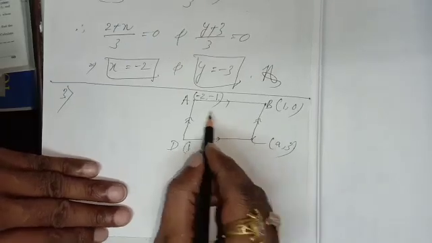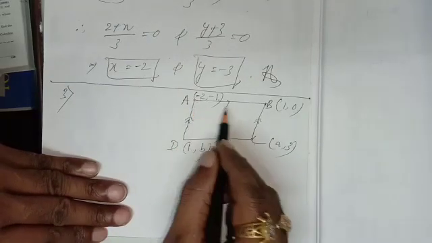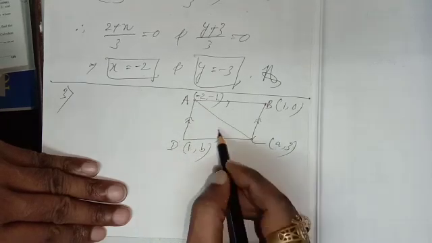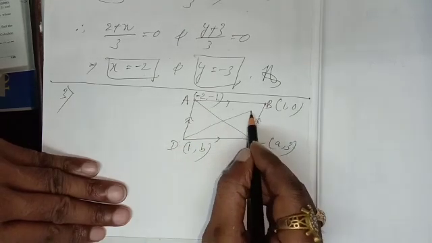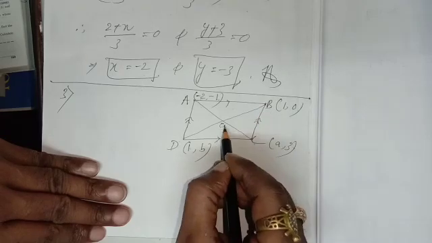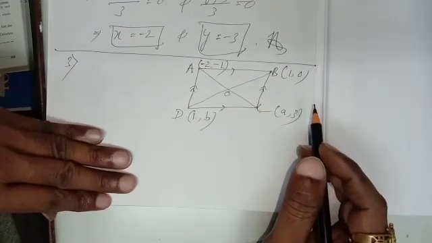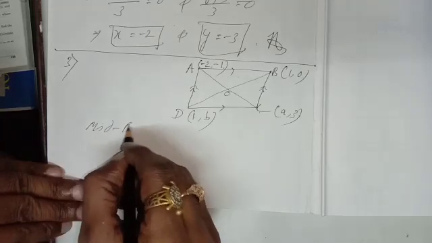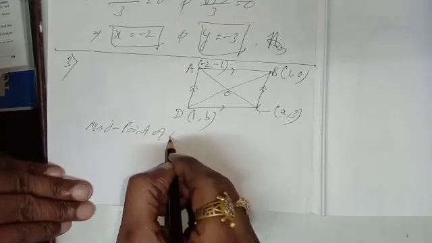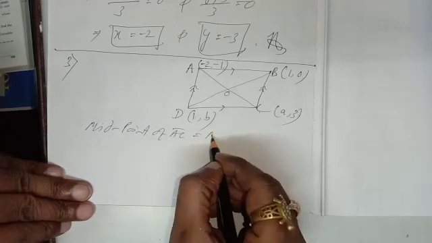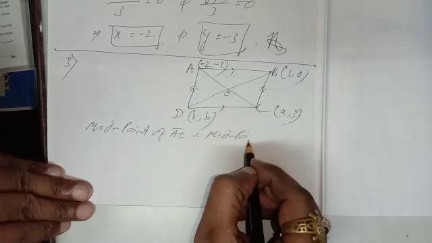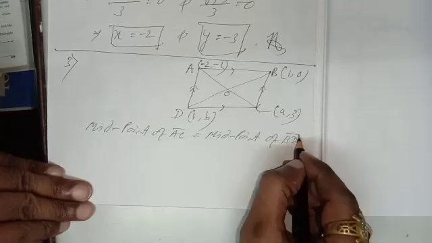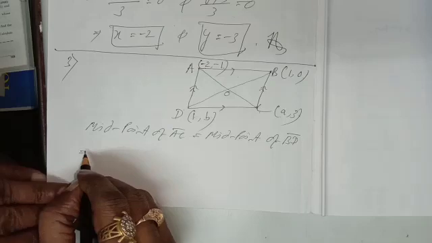As you know, a parallelogram has opposite sides parallel to each other and its diagonals bisect each other. Diagonals bisect each other means the midpoint of AC should be equal to the midpoint of BD. Using this property, you can easily solve for the missing numbers, that is a and b.